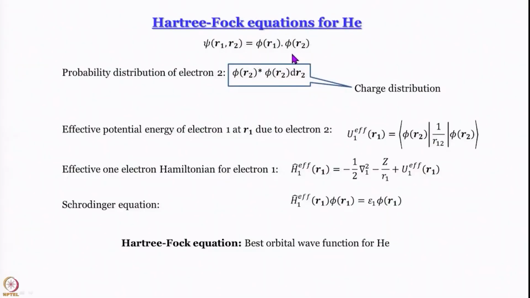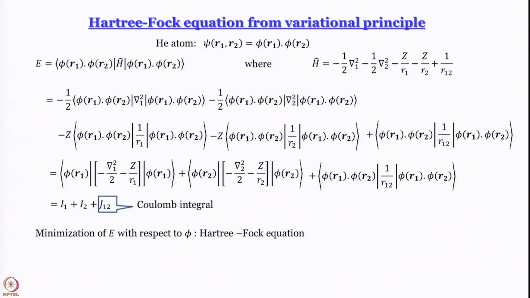You might remember that we have constructed the Hartree-Fock equations for helium atom using orbital approximation to start with. We have said that this probability distribution of electron denotes the charge distribution, and so from there we worked out the expression for effective potential energy of electron 1 due to electron number 2, and hence we wrote the Schrodinger equation which is called Hartree-Fock equation. And this epsilon that we get later on, we learn from Koopman's theorem that this is not really energy, but it is ionization energy.